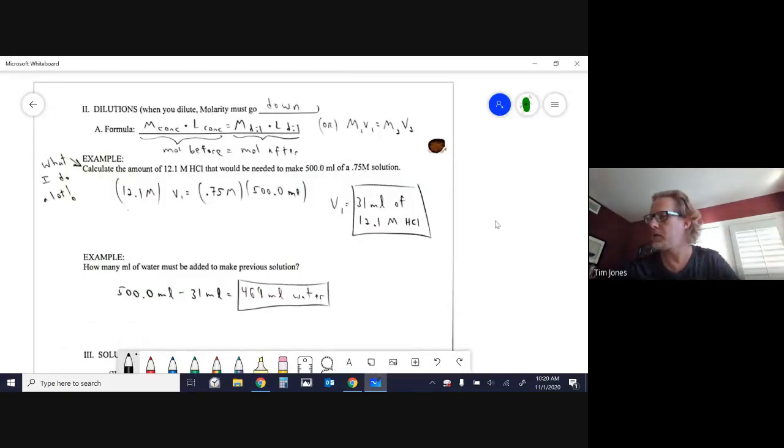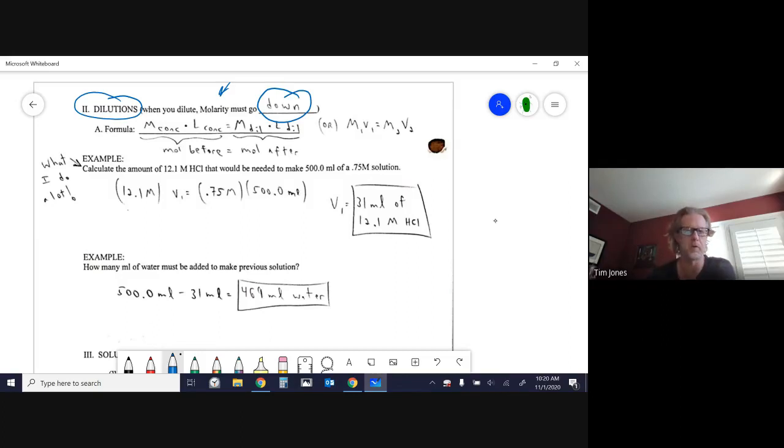All right, this is AP Chemistry Notes, page 38 to 40. So we start with what's happening when we do dilutions. Of course, as you dilute something, the molarity, or any concentration for that matter, must go down.